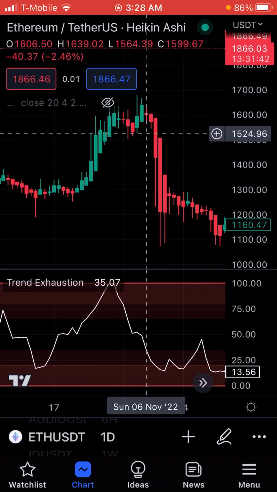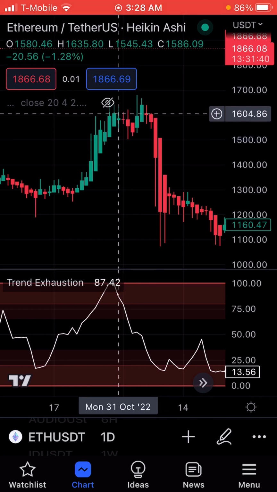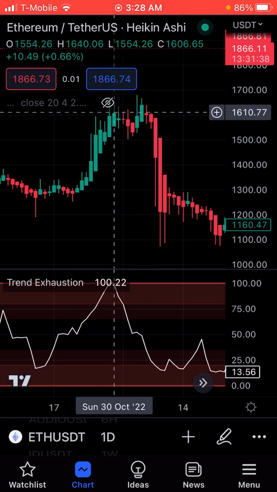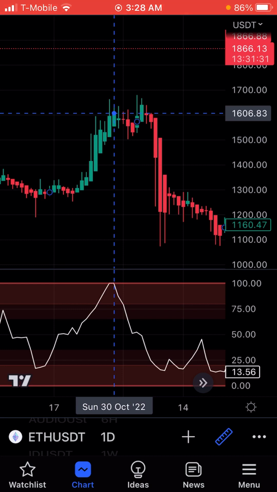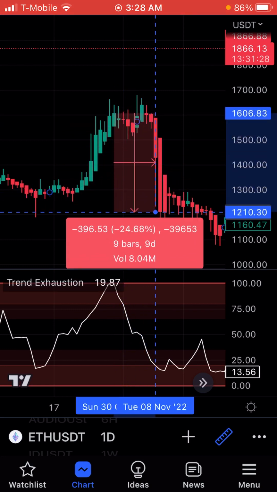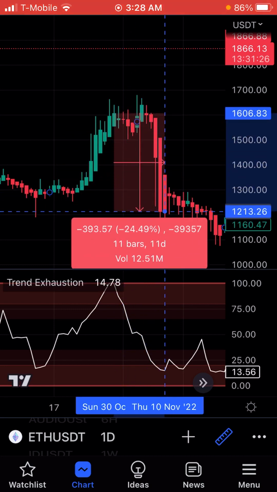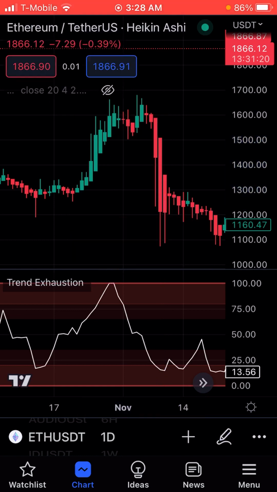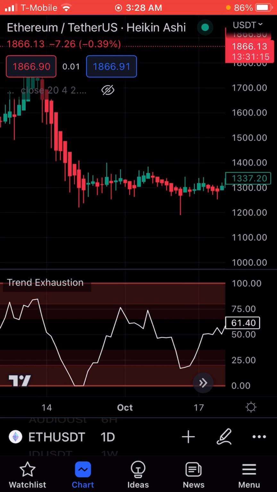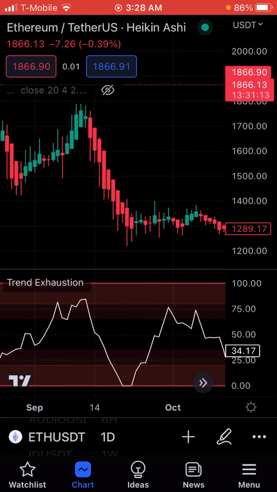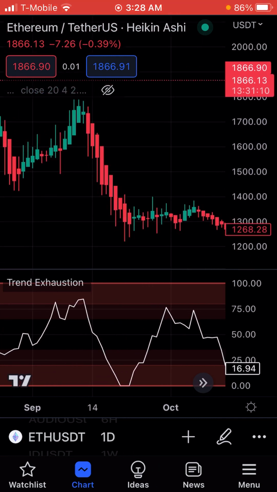So this one here, it is way here at the top, right here. At this point I would have done a short, and I would have waited all the way down here at the bottom, and this would have been a 24% increase in 11 days. So it's real good at finding moments, but you will come across some trades that don't work out, but it does pretty well in my opinion.